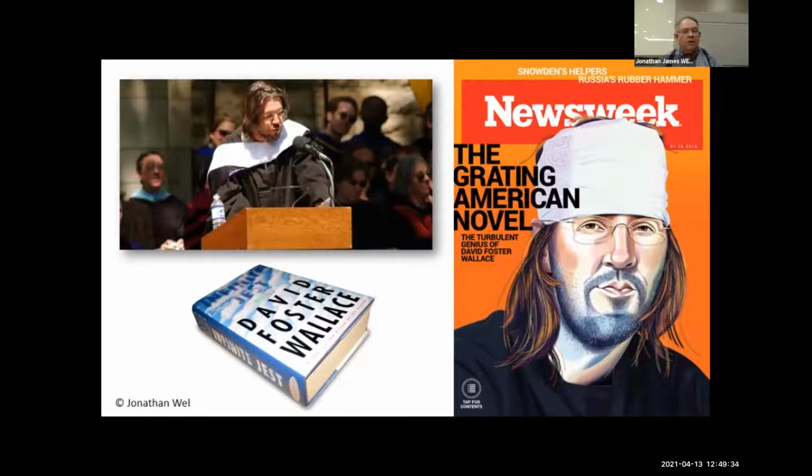He was considered to be one of these up-and-coming writers. Newsweek magazine featured him on their cover. The book Infinite Jest itself includes so many references to suicide.